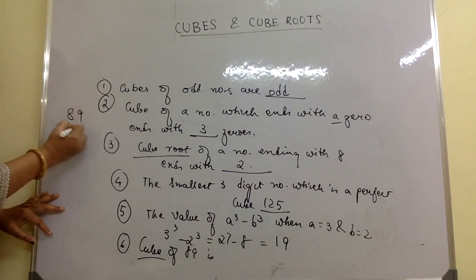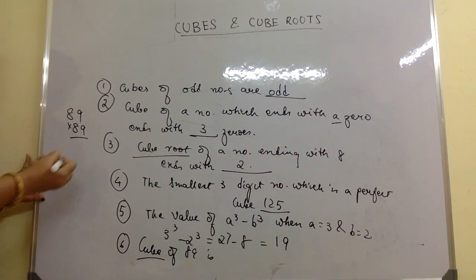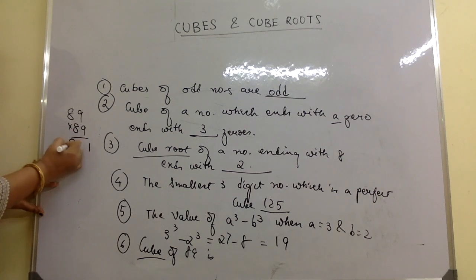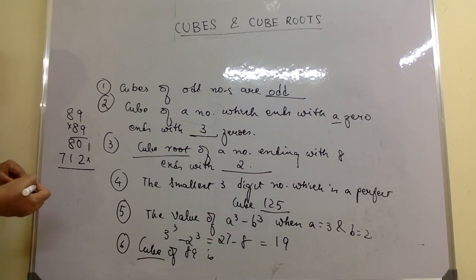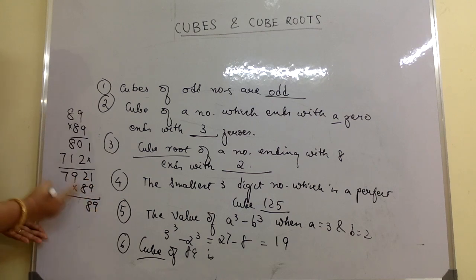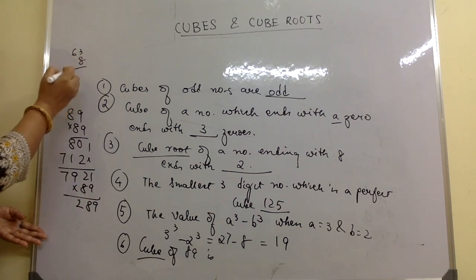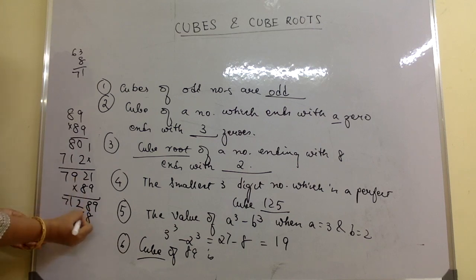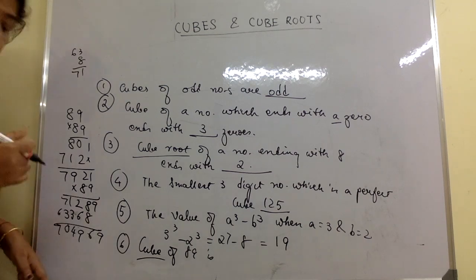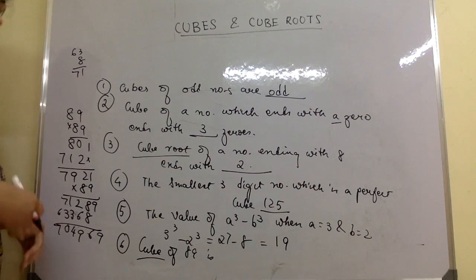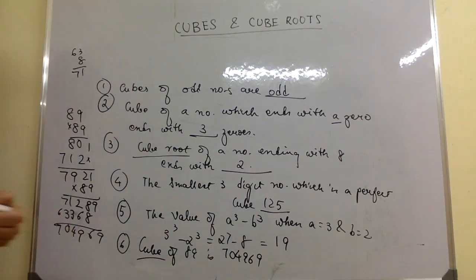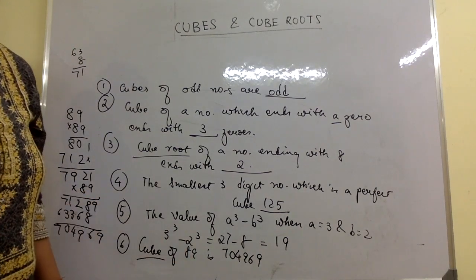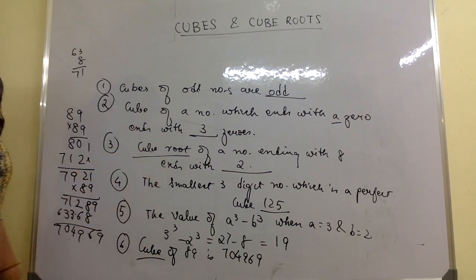So 89 into 89. That is 9 9s are 81, 9 8s are 72, 7. So the cube of 89 is 704969. You can find it out like this. Where it goes wrong is people start finding the cube root of 89. That is where they go wrong. So these were the fill in the blanks.